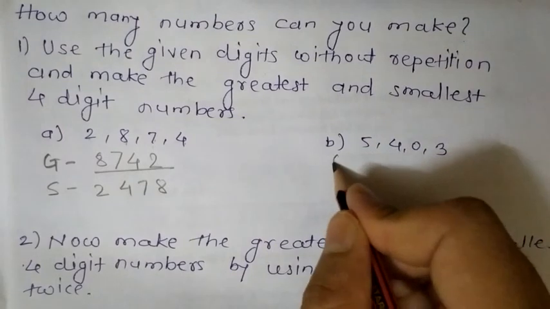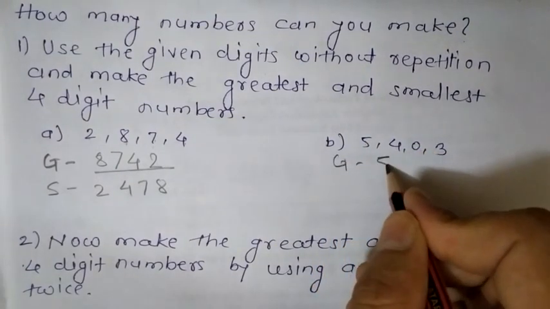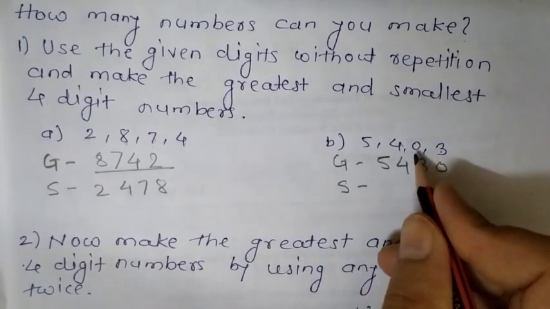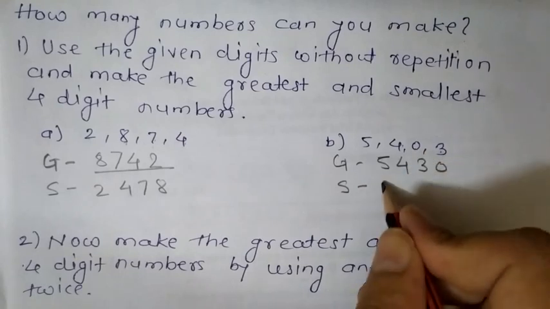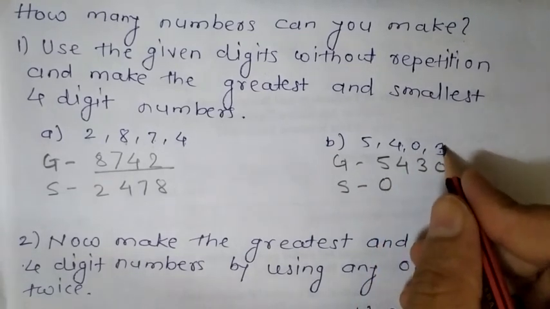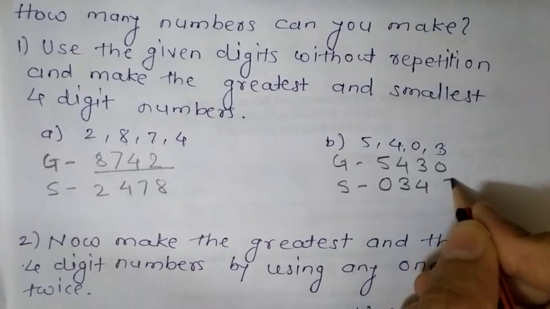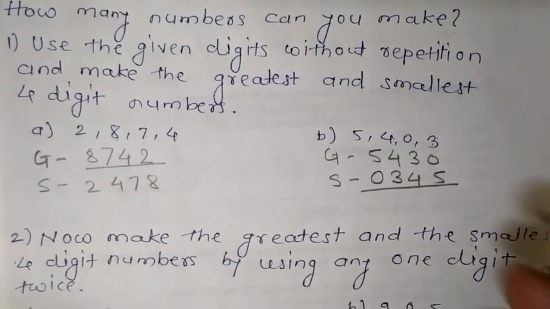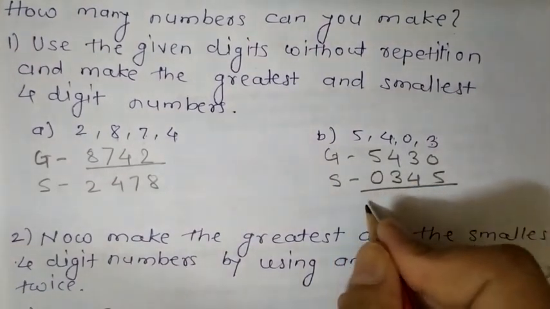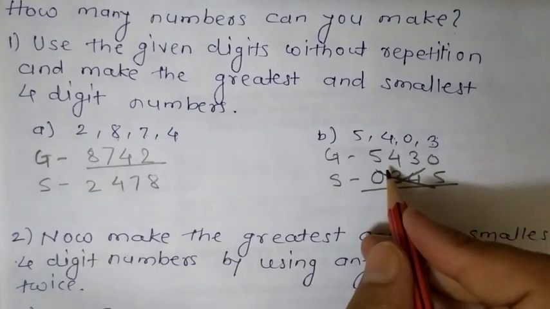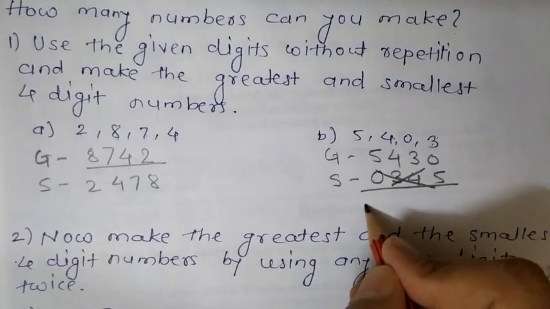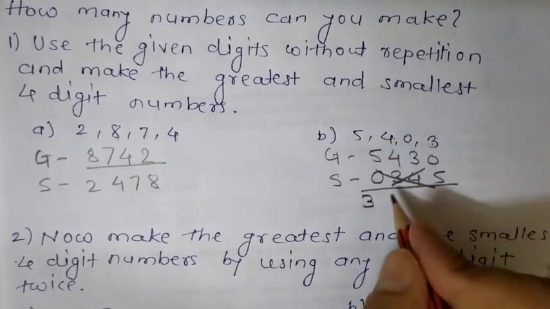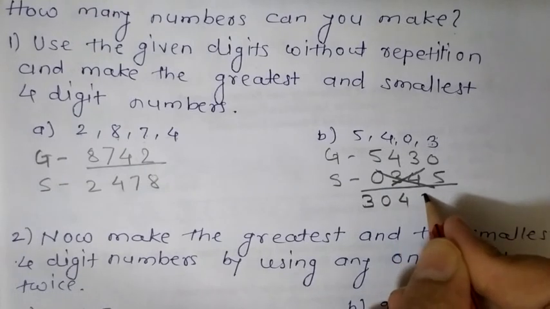Now here greatest number, same procedure, 5 is greater, then 4, then 3, then 0. Smallest. Now many students here will write 0 because 0 is smaller, then they will write 3, 4 and 5, but it is wrong because no number starts with 0. It's a 3-digit number then. So here your correct answer is, you should not use 0 at the beginning. So 0 you have to skip. Next smallest is 3, and after that you have to use 0, then 4, then 5.